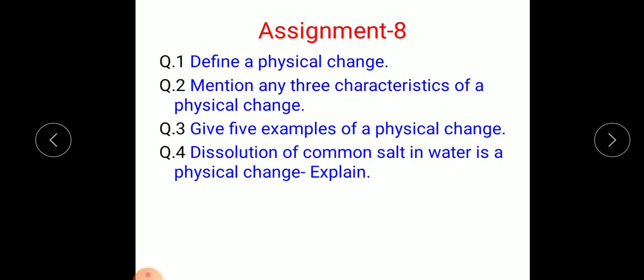Today's assignment number 8: Question number 1, define a physical change. Question number 2, mention any 3 characteristics of physical change. Question number 3, give 5 examples of a physical change. And lastly, the dissolution of common salt in water is a physical change. Explain how. Complete this assignment and send it to my mail.